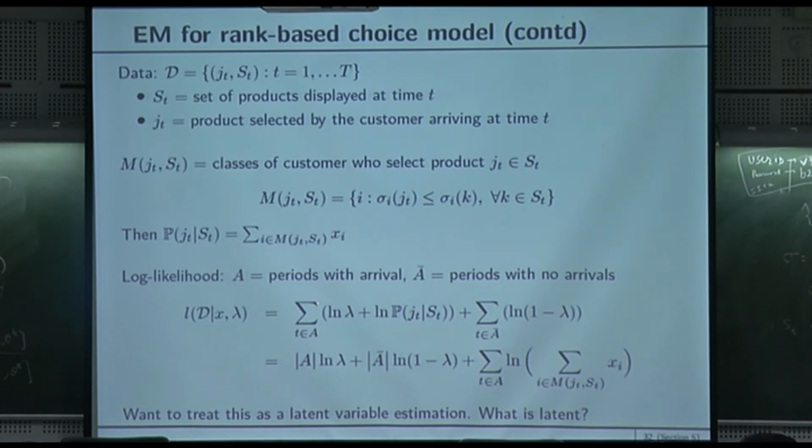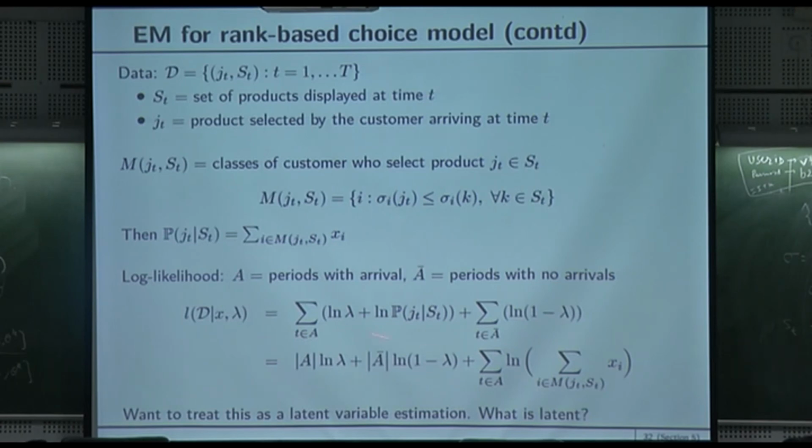These are all the time periods in which there was an arrival. So what is the probability of seeing product JT, ST? It's the probability that somebody showed up, that's lambda, log lambda, plus log of the probability of JT given ST, and here's the quantity over here. You sum them up: the number of periods in which there was an arrival times log lambda, that's the term from here. The number of periods where there was no arrival, A bar, times log 1 minus lambda, that's from there. The optimization on lambda is pretty clear.